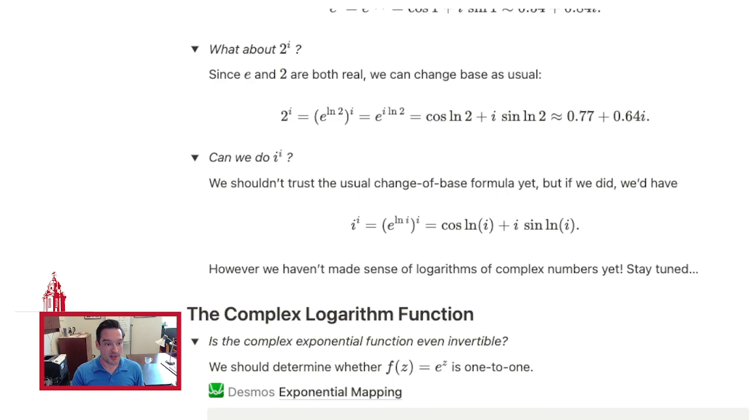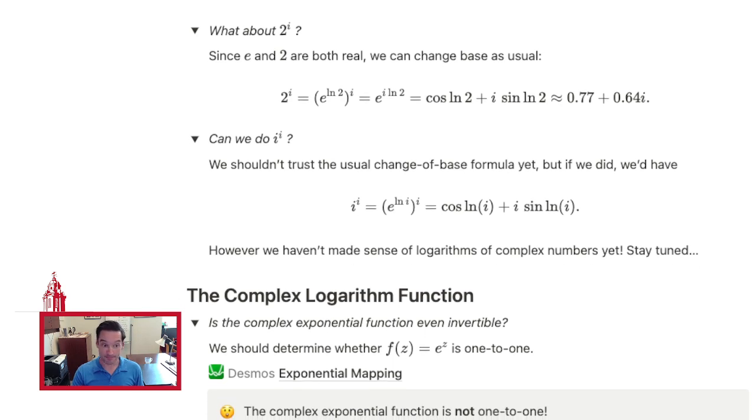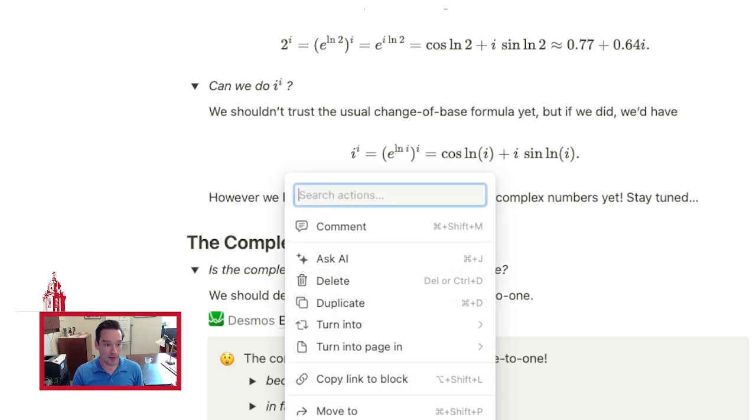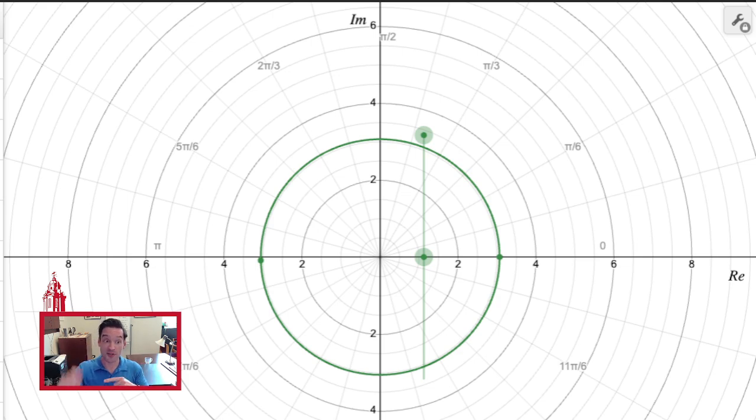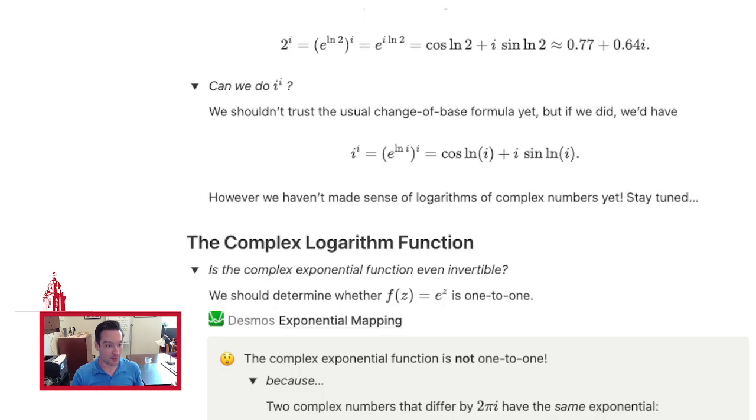So the complex exponential function turns out not to be one-to-one. And one of the most important reasons is that if I have two complex numbers that differ by 2 pi times i, in other words, in the complex plane, two complex numbers separated by a vertical distance of 2 pi i. So it looks like the top point on this line segment over here is at a y-coordinate of pi, and the bottom point is at a y-coordinate of minus pi. So they are separated by 2 pi times i, 2 pi in the vertical direction in the complex plane.